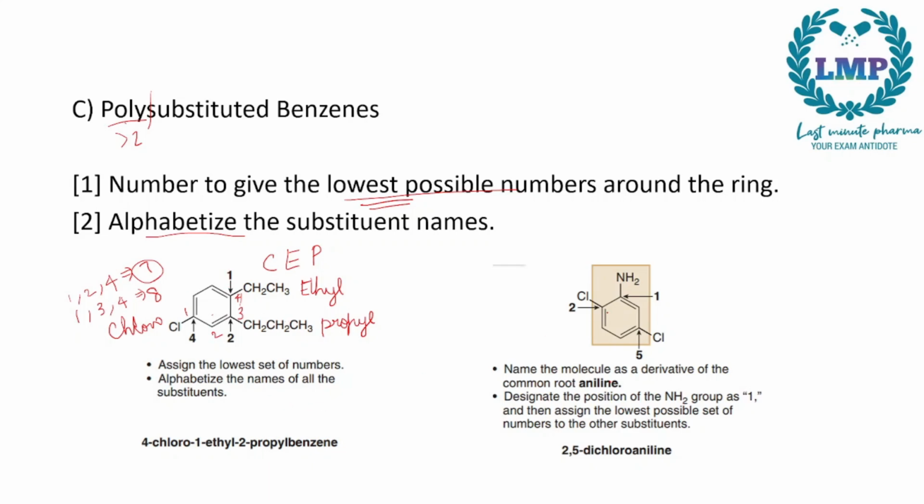Now if we check this group, there is an amine group and there are 2 chlorine groups. But there are some benzene derivatives which have common names. For example, this benzene ring with the amine group, the common name is aniline. So we can use this common name as well. So this name would be 2,5-dichloroaniline.